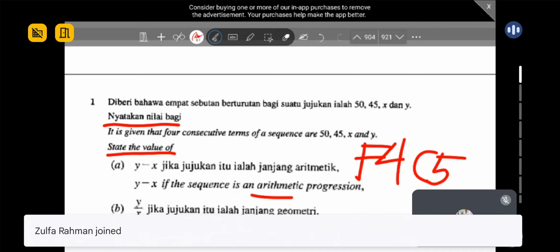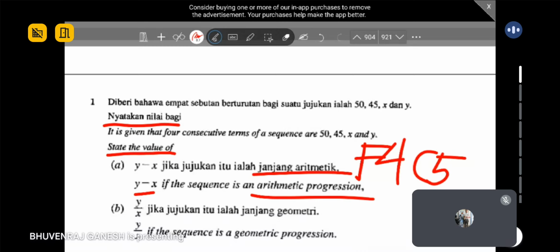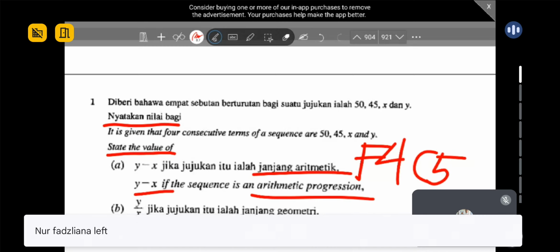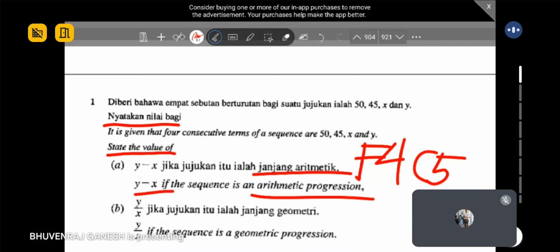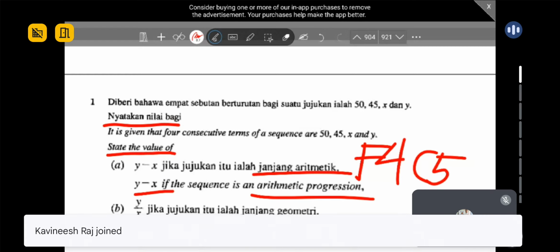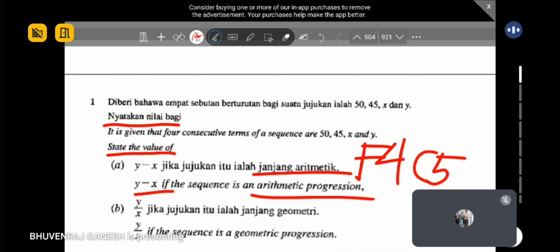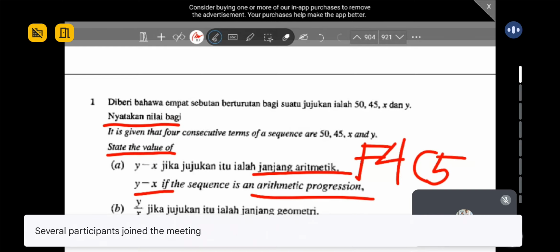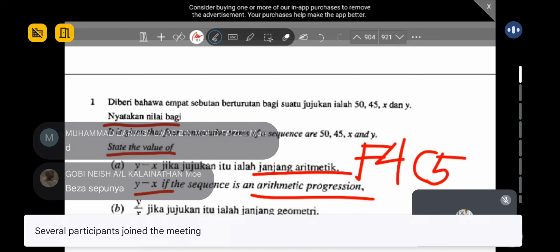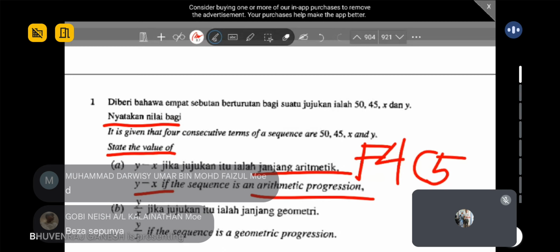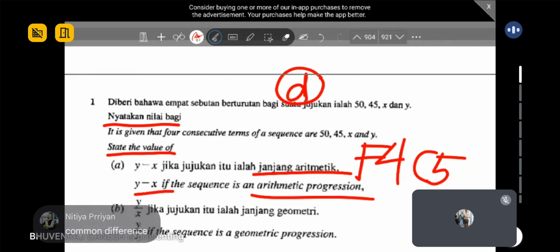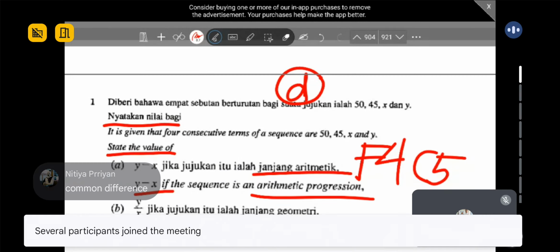Okay, so first question, they say janjang arithmetic. Okay, arithmetic progression. So they want you to find the value of y minus x. Okay, cari nilai y tolak x. Okay, guys. So in arithmetic progression, what is the term we use to show the difference between two terms? There is one word. Yes. Okay, D, guys. Kita akan guna simbol D. Beza sepunya, or common difference in English, correct?